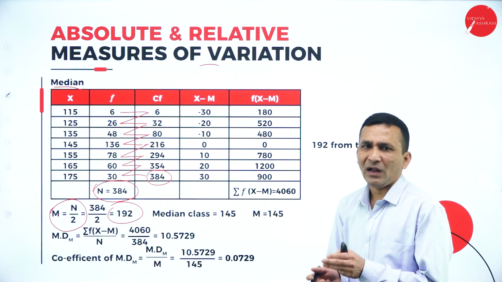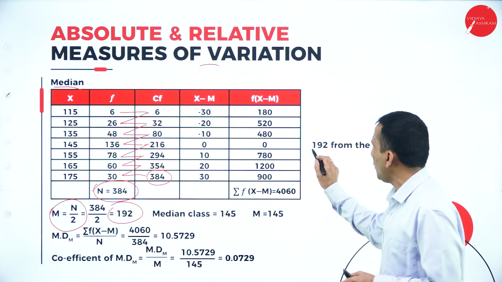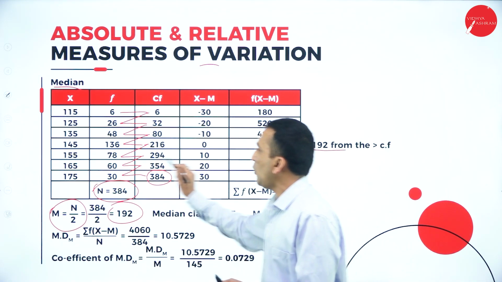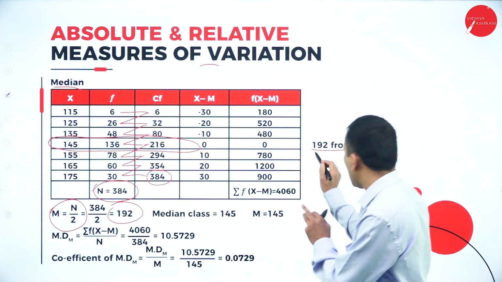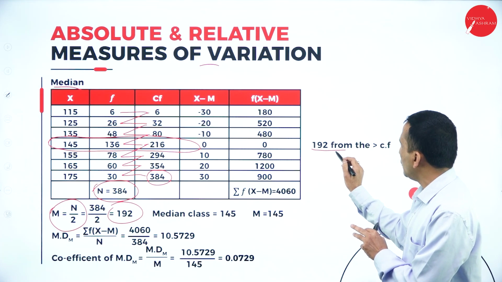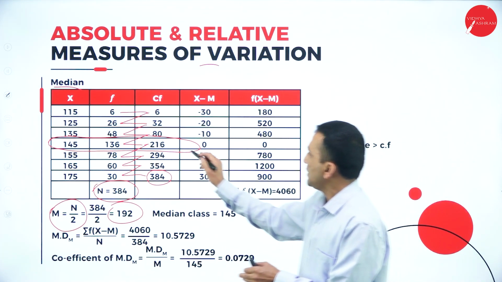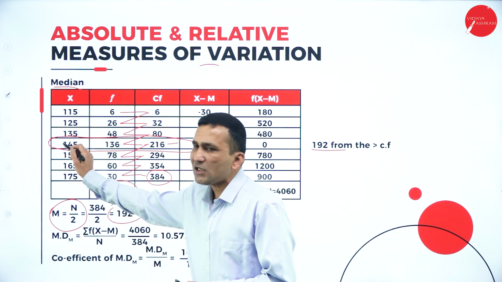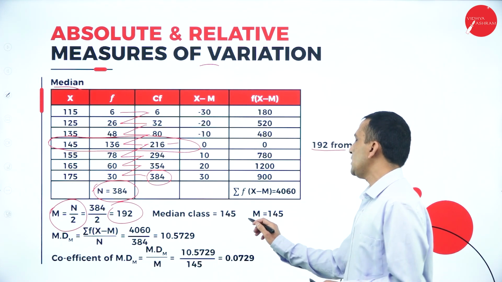After getting 192, you need to go for the value more than 192 where it is lying in the cumulative frequency. The corresponding x you need to read, and that is nothing but your median. So after calculating 192, always assume the value more than that in the cumulative frequency, which is 216. Once you locate it, the corresponding x value is 145, so we can say the median is 145.